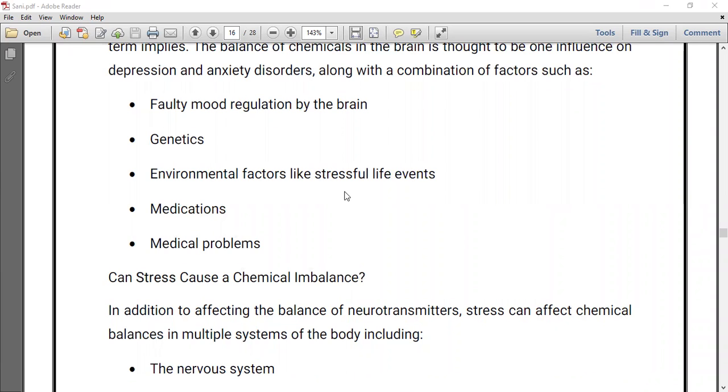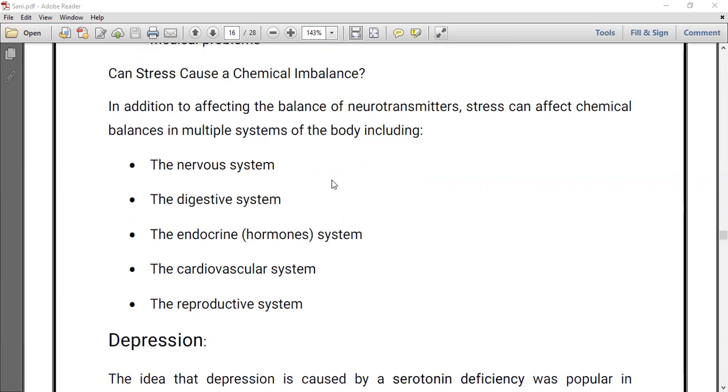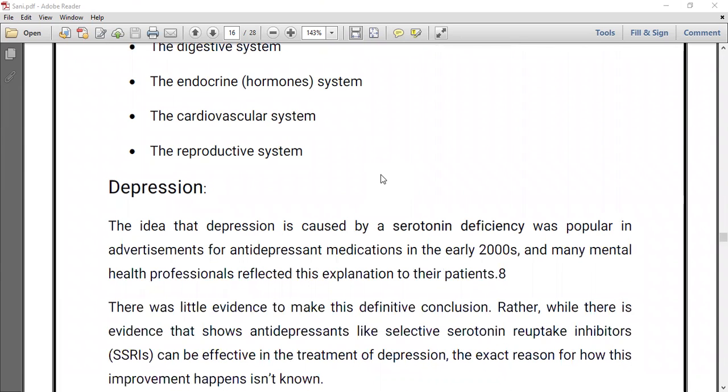And now I am discussing a question: can stress cause a chemical imbalance? In addition to affecting the balance of neurotransmitters, stress can affect chemical balance in multiple systems of the body, including the nervous system, the digestive system, the endocrine hormonal system, the cardiovascular system, and the last one, the reproductive system. Why does depression occur?